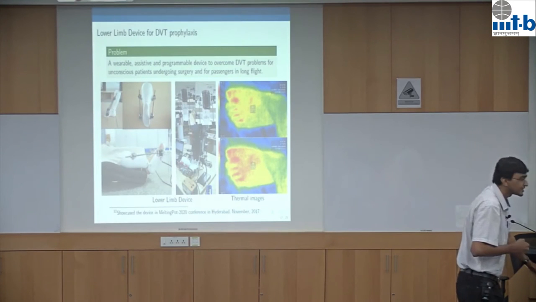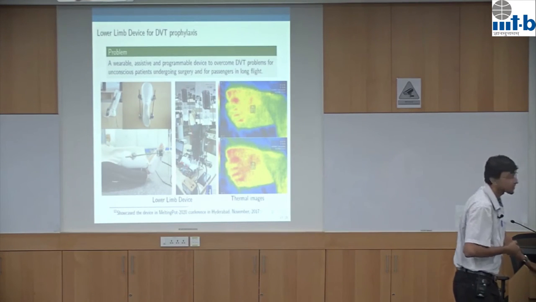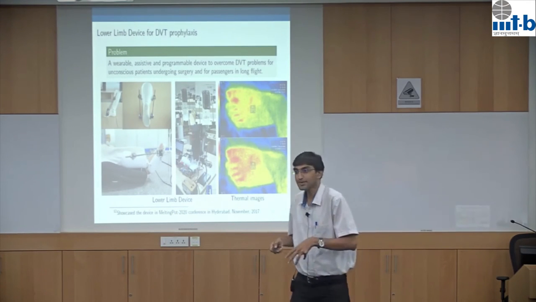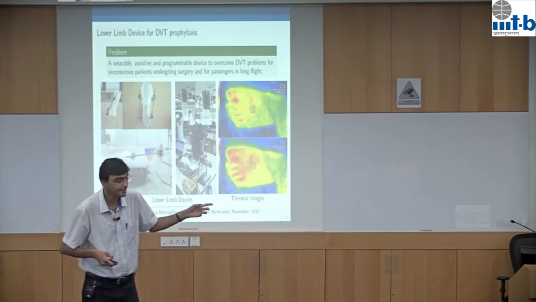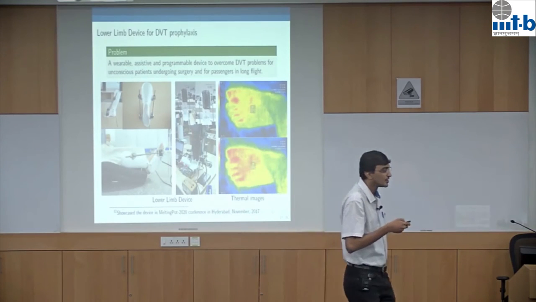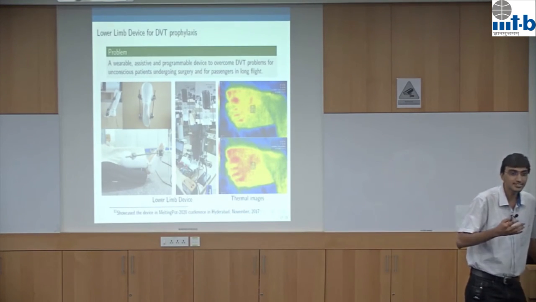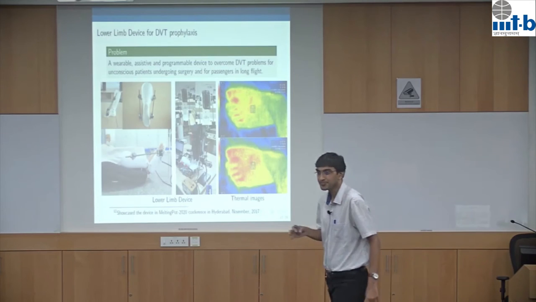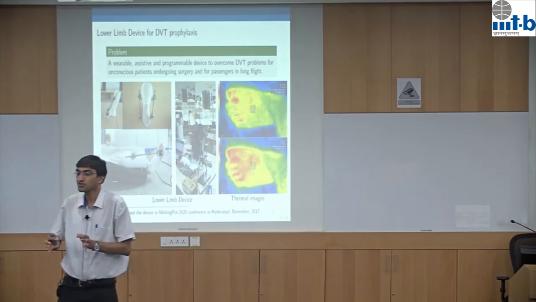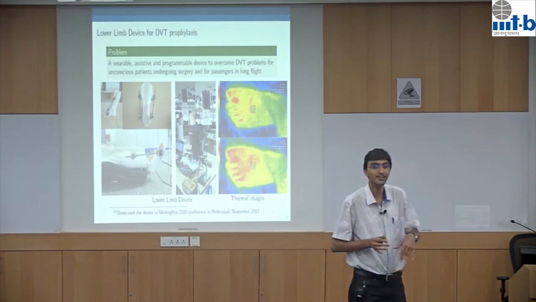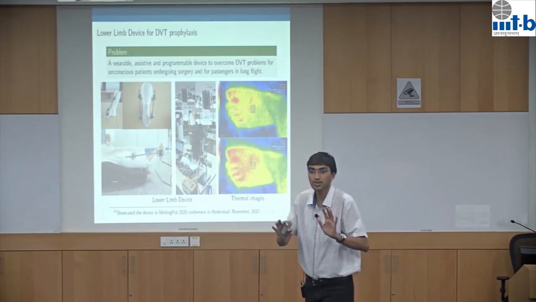So I think there are too many figures here, so I'll explain them one by one. Let's look at this figure first, and then go to this figure, and then this figure. This is some work we are doing on the lower limb part. Again, I think Vinay is working on this. The problem is a very common one I've seen: on long flights, passengers feel some kind of numbness in their leg. That is nothing but a blood clotting problem, also medically termed deep vein thrombosis. The blood doesn't flow if you are not walking for a longer time.